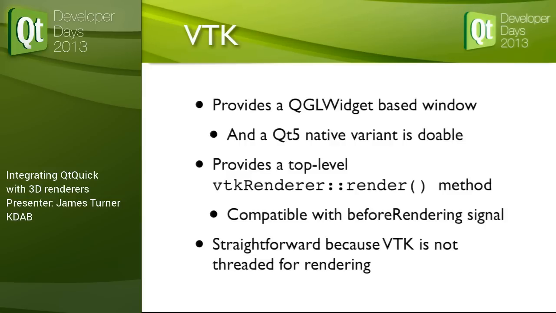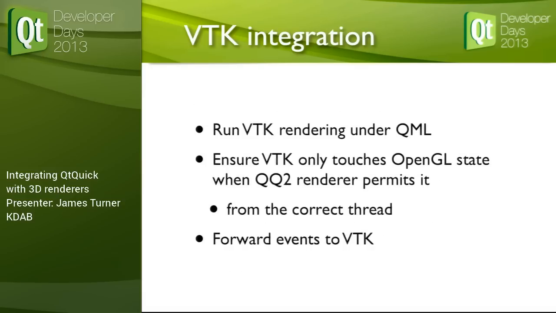And this is straightforward because VTK itself is not threaded for rendering. VTK does use other cores for doing data loading and generating data on the CPU, but the rendering part of VTK is basically single-threaded. I'm sure someone's going to tell me that there are modes out there where VTK can do multiple threads, but the common case is single-threaded. So that seems pretty good. We could run VTK rendering under QML and QtQuick from that before rendering signal.